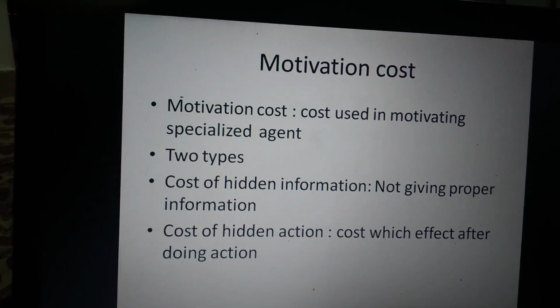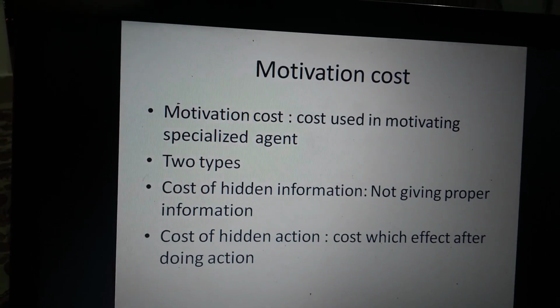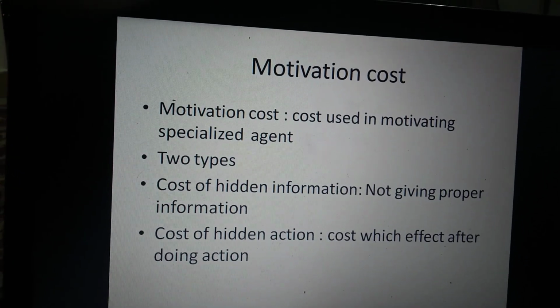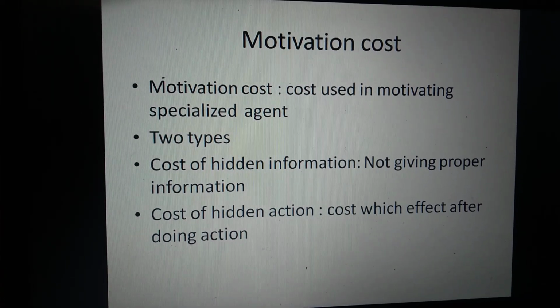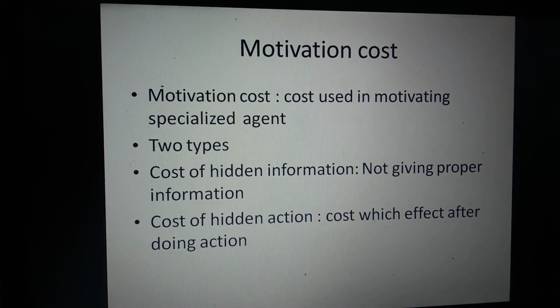Next is motivation cost. Motivation costs are the costs of motivating specialist agents. We use motivation so that we can get motivated. There are two types of motivation cost. Number one is cost of hidden information, and the second one is cost of hidden action.